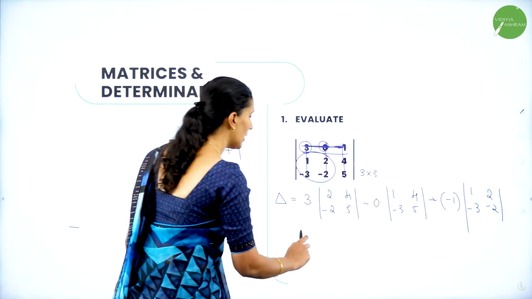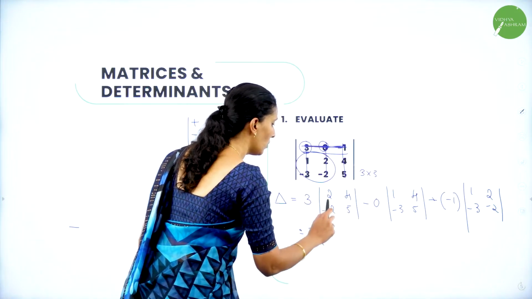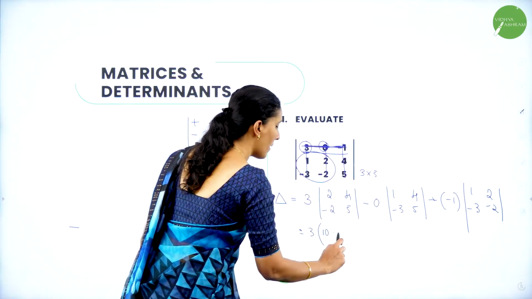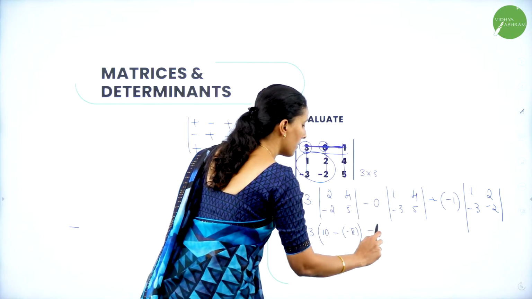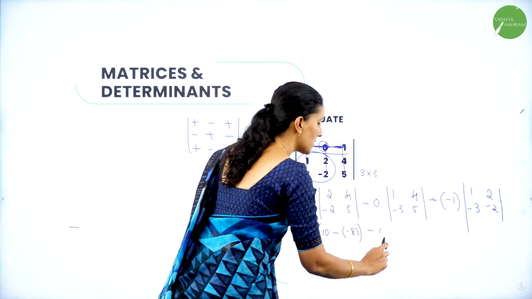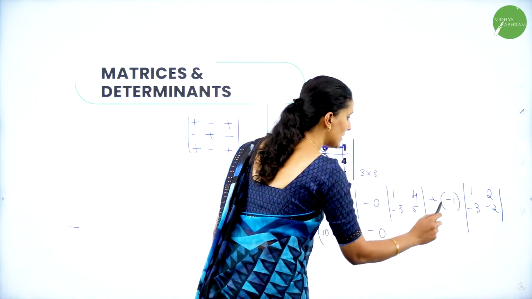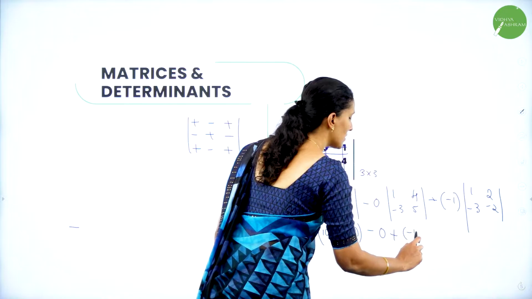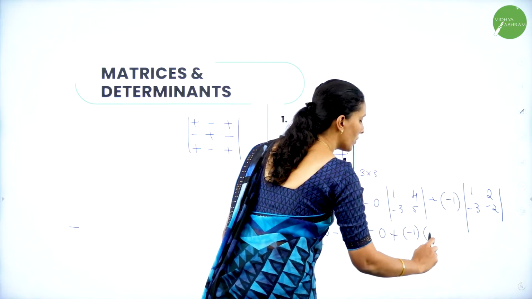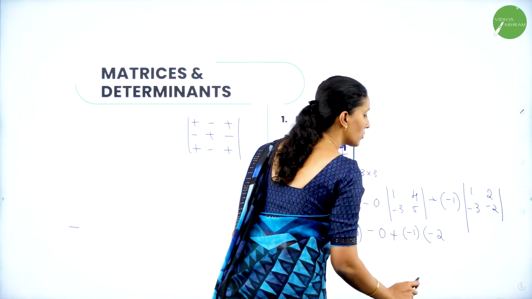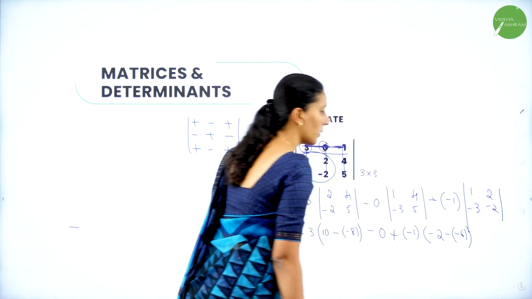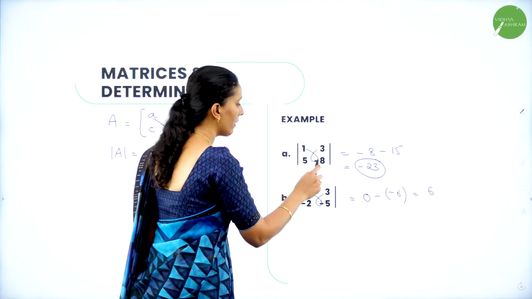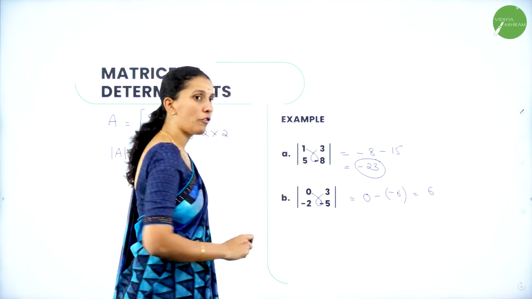So therefore here this is 3 into 2 5s are 10 minus 2 into 4 is minus 8. Minus 0 into anything will become 0, so I'll write it as 0. Plus here we have minus 1. 1 into minus 2 is minus 2. Minus 3 into 2 is minus 6, which becomes minus of minus 6, because it is 1 into minus 8, minus of 5 3s are.